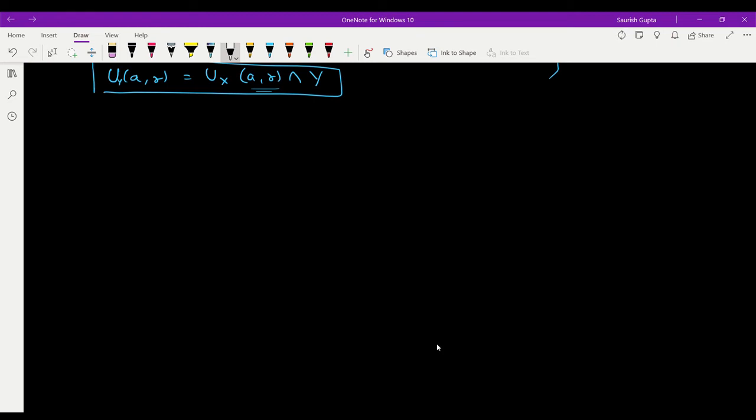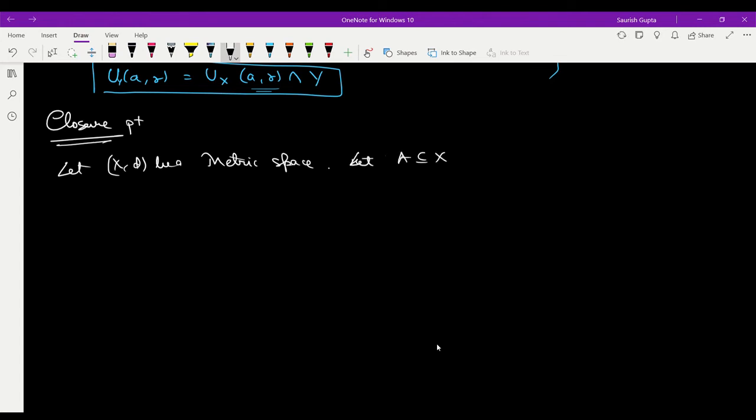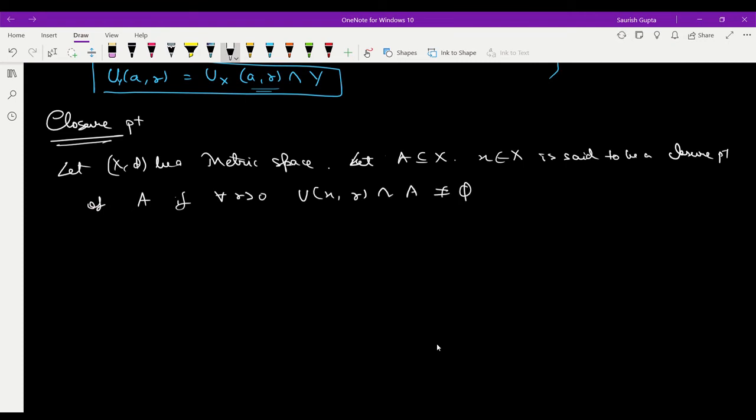Now we move on to the definition of what we call a closure point. Let (X, d) be a metric space. Let A be a set from X. So an element x from X is said to be a closure point of A if for all positive numbers r, the open ball centered at x with radius r, intersection A, is non-empty. Then x is said to be a closure point of A.